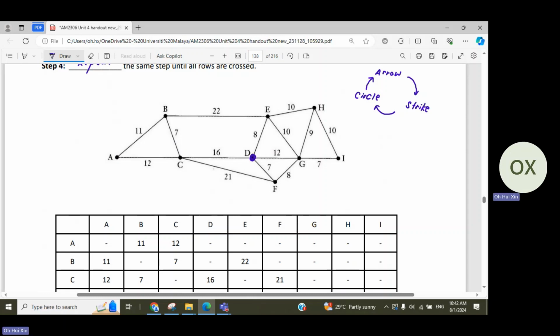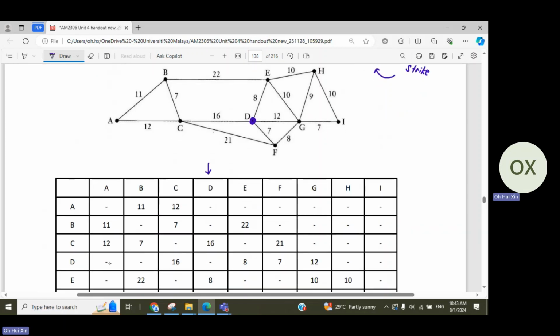Okay, so what I will need to do here is the same thing as when I pick my vertex in the diagram. So I'm going to pick where I want to start in the distance diagram. So I need to start from arrow. So I start with D. So I put an arrow at D and I strike through the entire row for D.